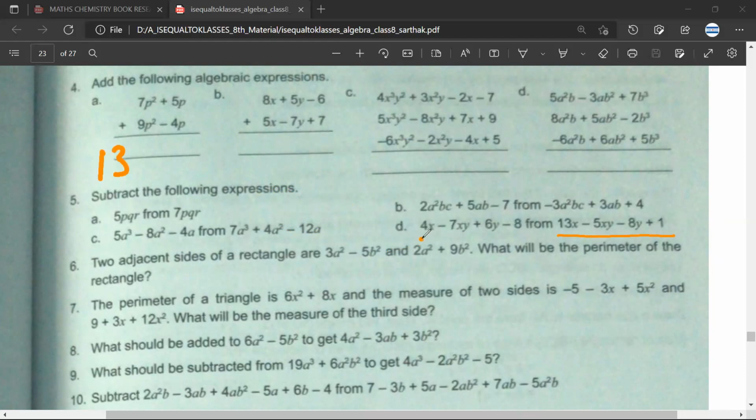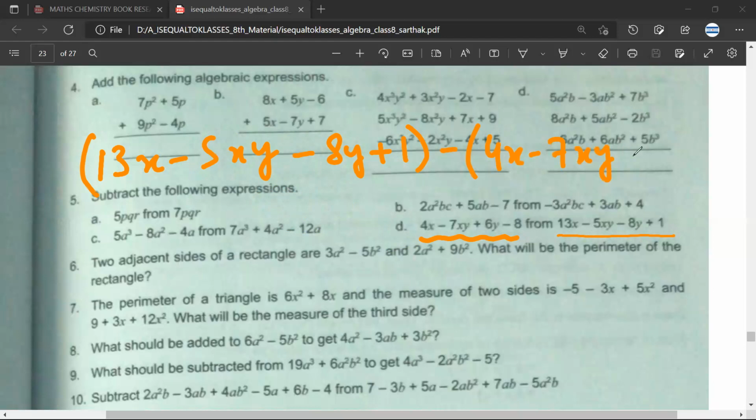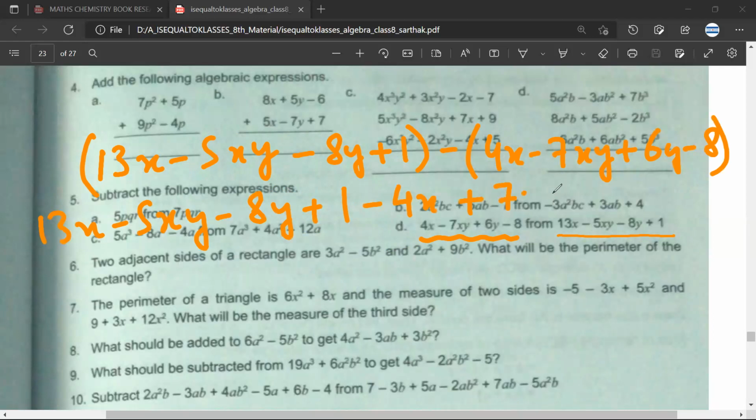So I need to subtract this from this. So I'll be writing this 13x minus 5xy minus 8y plus 1. And from this I need to subtract 4x minus 7xy plus 6y minus 8. Is it correct? Yes, sir. Now there is a minus outside, so this minus multiplied by 4x would be minus 4x. Minus and minus would be plus 7xy. Minus and plus would be minus 6y, and minus would be plus 8. Is it correct?